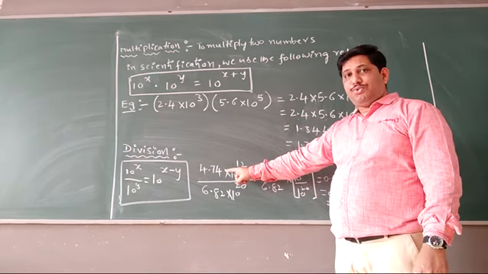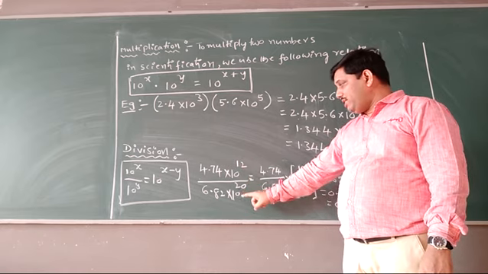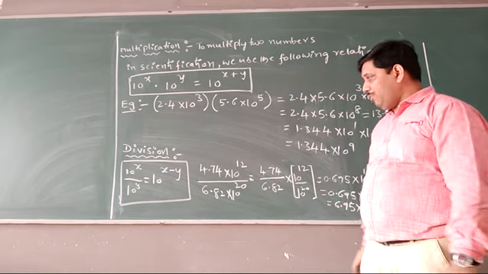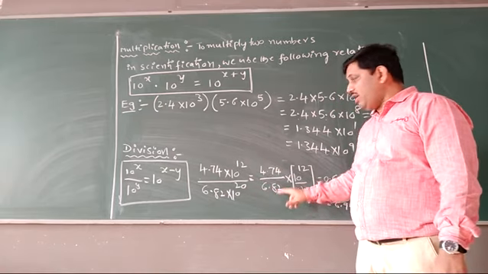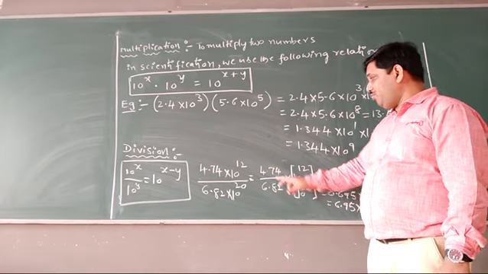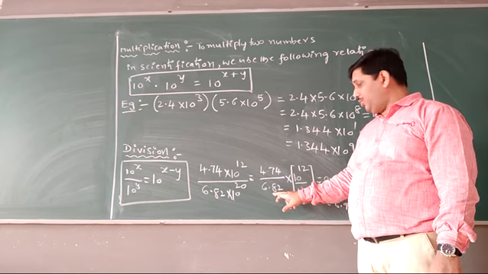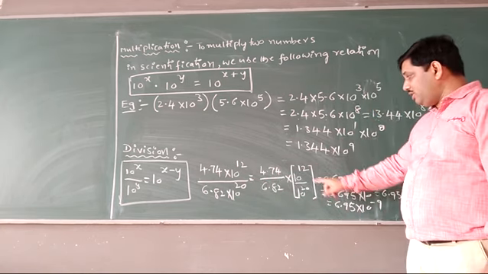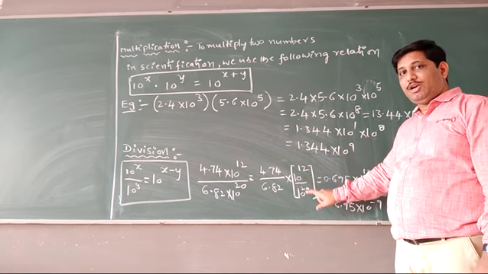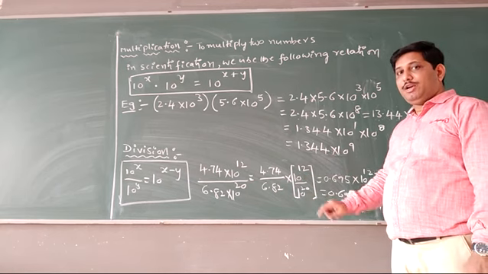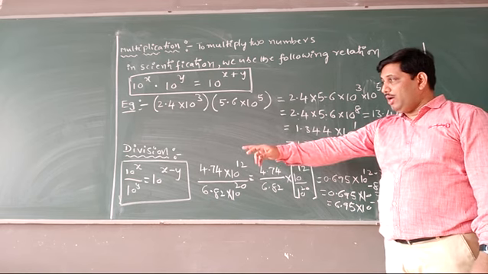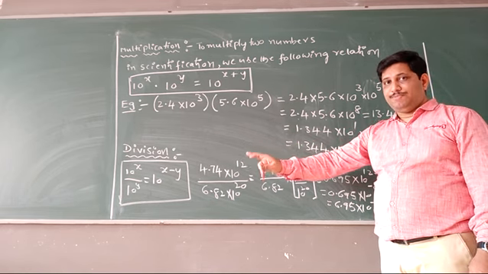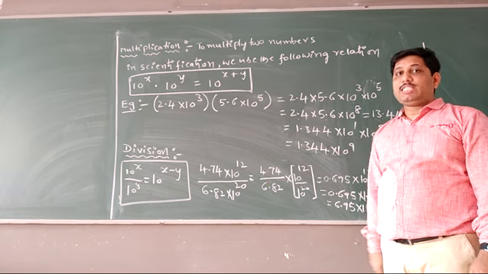Here, 4.74 into 10 to the power of 12 by 6.82 into 10 to the power of 20. Same procedure, all the numbers one side and all the powers one side. That is 4.74 by 6.82 into 10 to the power of 12 by 10 to the power of 20. It is in the form of 10 to the power of x by 10 to the power of y. According to the formula, that becomes 10 to the power of x minus y.